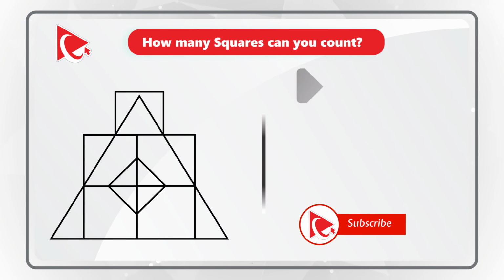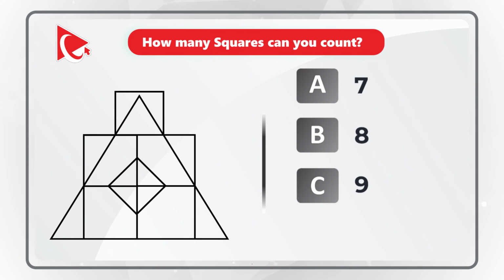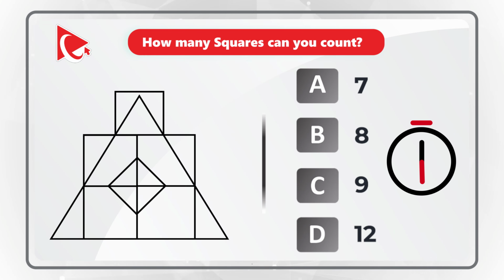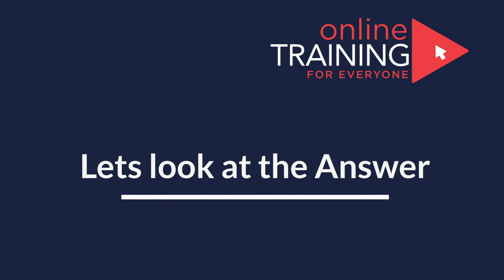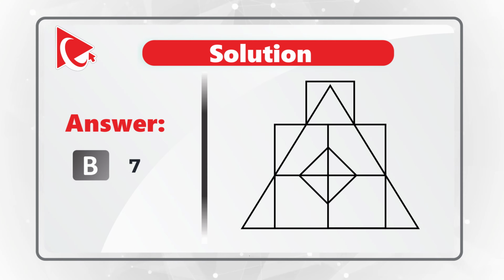Choice A, 7 squares. Choice B, 8 squares. Choice C, 9 squares. And choice D, 12 squares. Make sure to count inside and outside squares to get to the correct solution. Let me show you the final answer. I counted 7 squares in the picture.